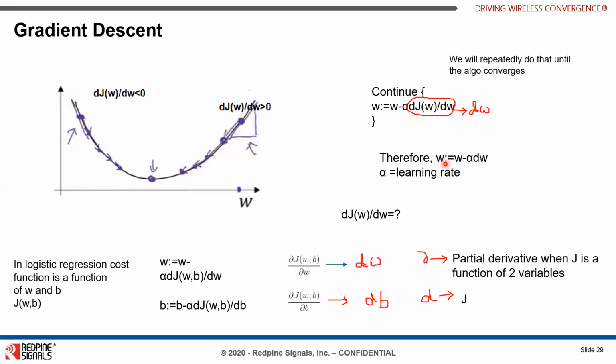So the W value will be increasing. That means you have to go right. You have to increase the value of W. You are increasing the value of W. That means you are moving towards the global optimum.